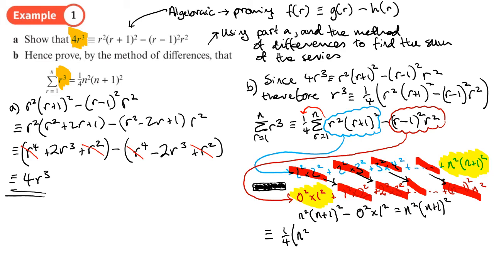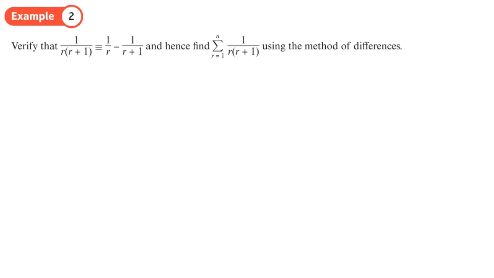And you can see that we've proved it. We've put an extra bracket in, which we don't really need. But we've proved that that sum is that using this method of differences. So in this question, part A and B are all together. Part A, the algebraic bit, is going to be this part here, just proving that what you get on the left and the right is the same. And part B is here.